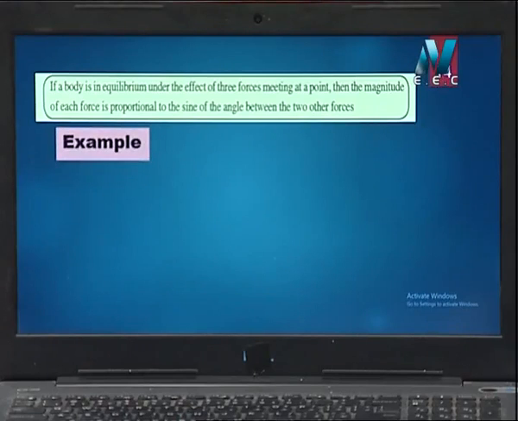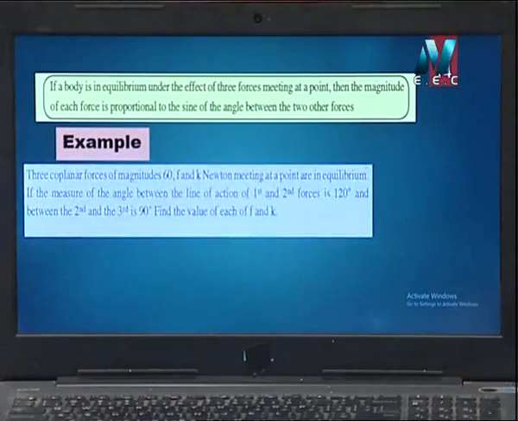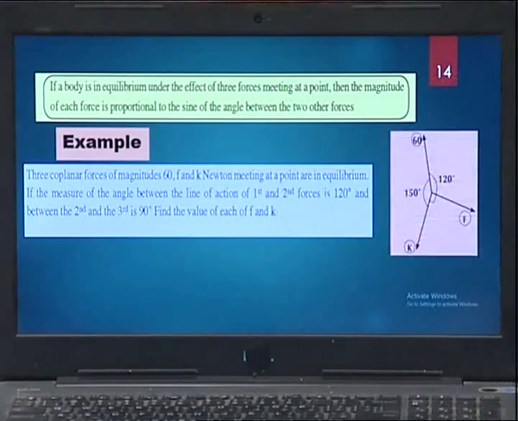We have an example here. Three coplanar forces of magnitude 60, F and K Newton meeting at a point are in equilibrium. The measure of the angle between the lines of action of the first and second forces is 120 degrees, and between the second and third 90 degrees. Find the value of each of F and K.